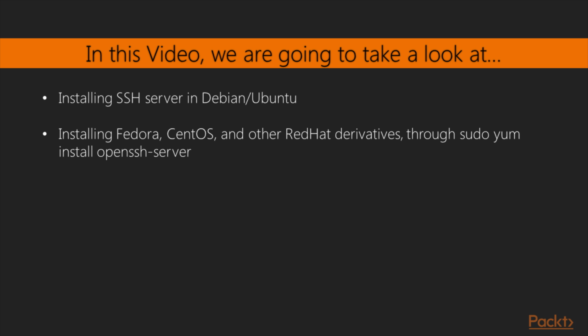In this video, you'll first install SSH server in Debian or Ubuntu, and then in Fedora, CentOS, and other RedHat derivatives, through sudo yum install OpenSSH-server.